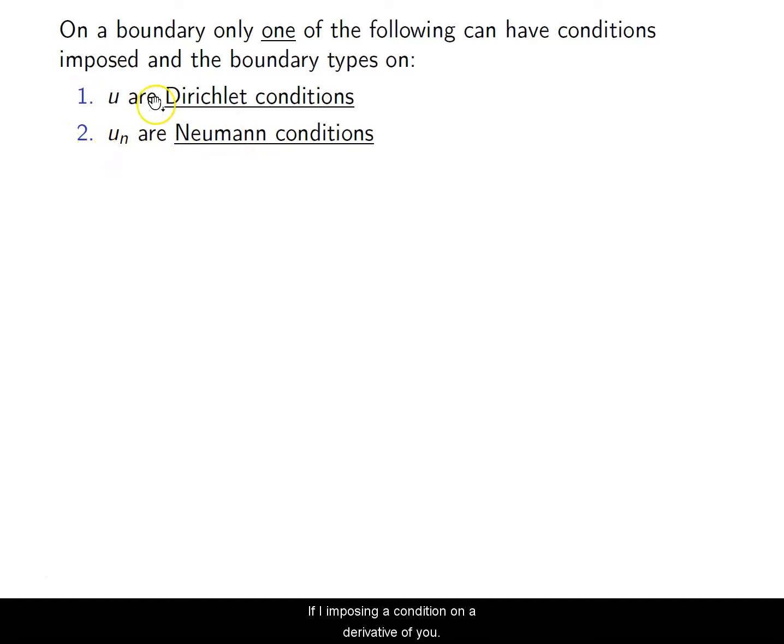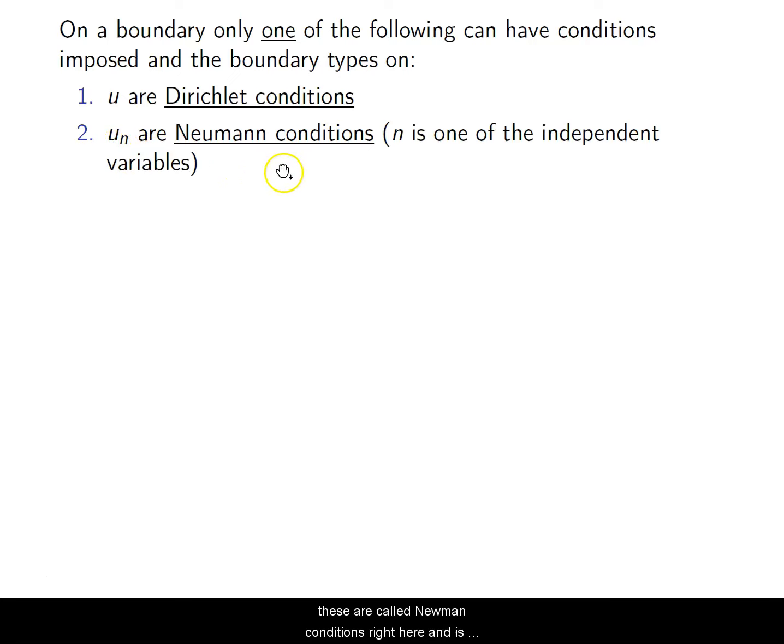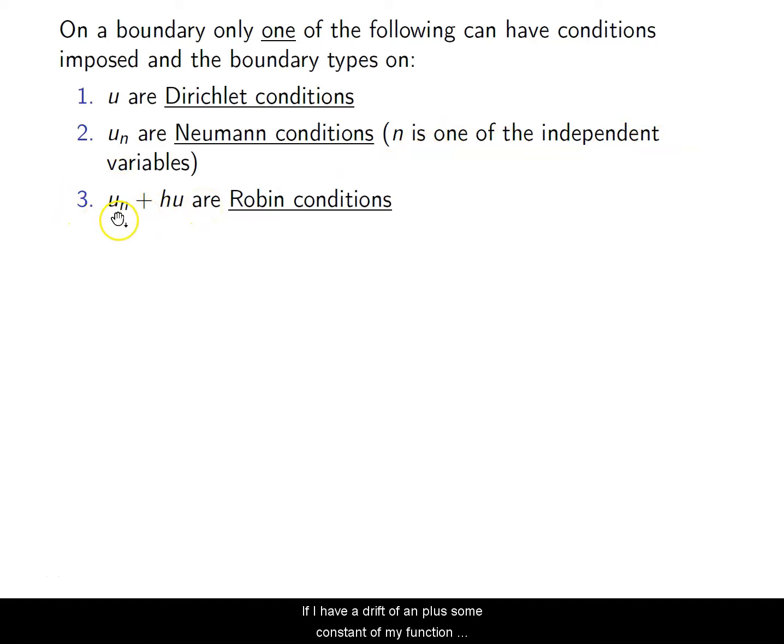If I am imposing a condition on a derivative of U, here n is one of the independent variables, x, y, t, whatever it is that I'm using, these are called Neumann conditions, right? If I have a derivative of n plus some constant times my function, then these are called Robin conditions, right? So here are some examples of some boundary conditions.